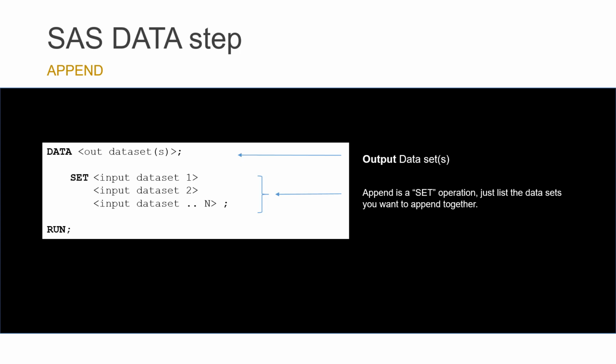Can't be any simpler. All you need to do after the set statement is list the data sets that you want to append together. By default, SAS will just smash those data sets together. If you have columns in one and not the other, it doesn't matter. SAS will just create them, and the output data set will have the full set of columns.